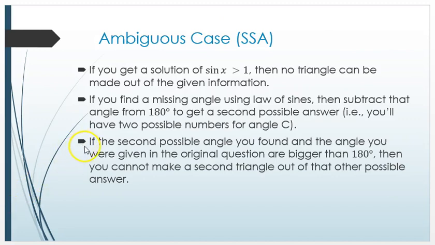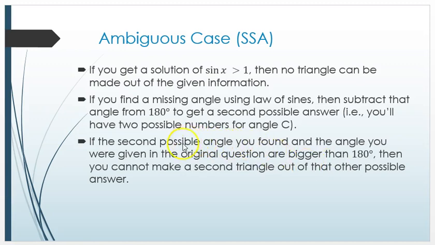Now we're going to look at this third bullet. So the second possible angle we got by doing the angle B subtracted from 180, we need to take that number and the angle that was given to us in the original problem. If those two angles add up to something bigger than 180 degrees, then it won't be possible to make a second triangle out of those values. So we won't have to worry about the stuff I've written in red so far.